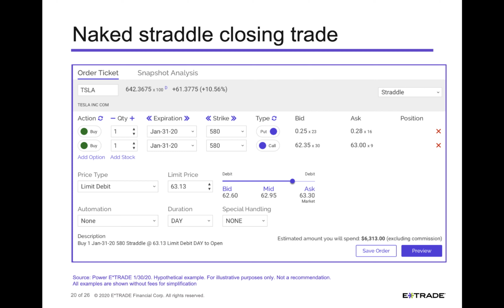So although the stock did something truly extraordinary, you really didn't get hit all that bad for a high-risk trade that had unlimited loss potential. And the reason you didn't get hit very bad in this case is because you sold those premiums that were so rich in the implied volatility.